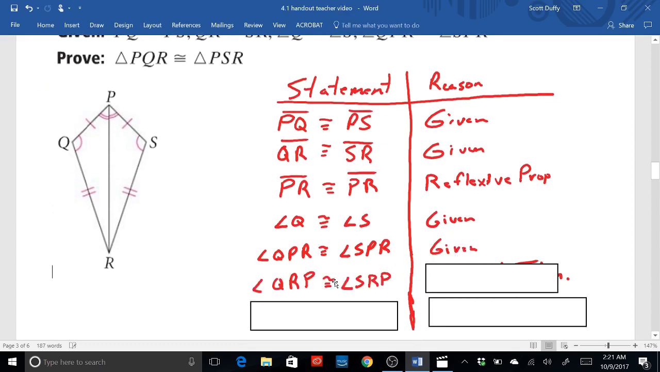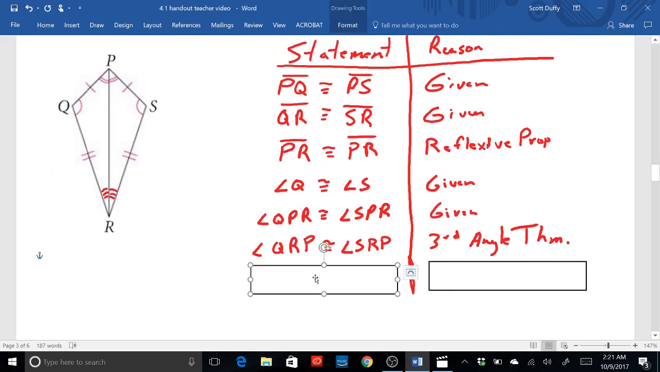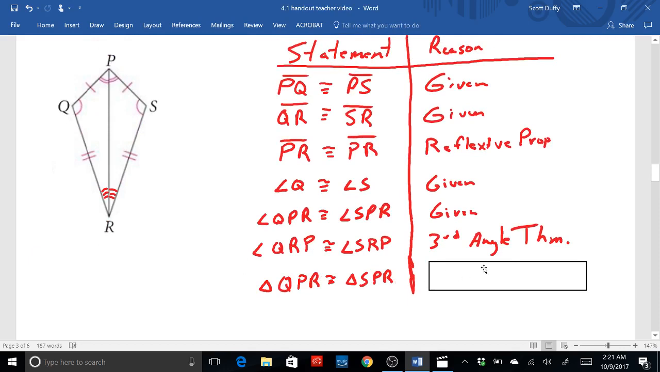And then I know that QRP, this angle right here, is equal to SRP, this angle right here. And that's because of the third angle theorem, telling us that if we know these 2 are equal to these 2, then the last are equal to each other. Then I say, well, one triangle is equal to the other, because that is the definition of congruence. All 3 sides and all 3 angles are congruent.